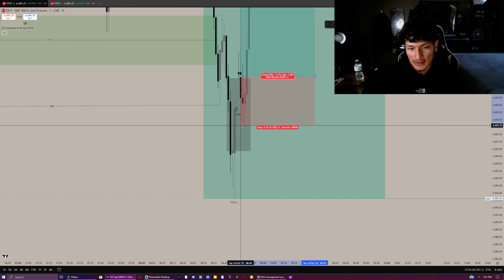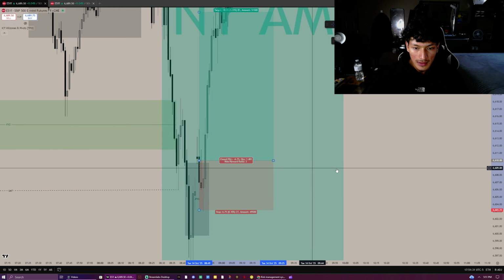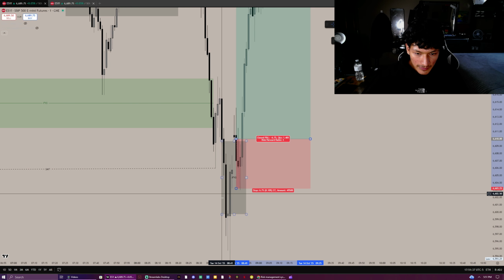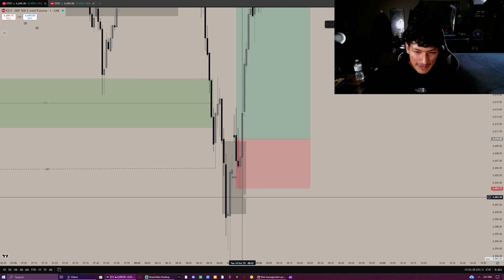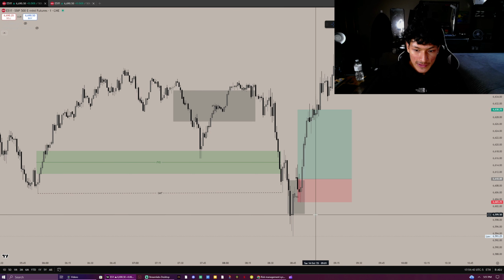I had sized down a little bit, but my drawdown was so tight on my account that I ended up just risking, let me get this out the way, I ended up just risking right here, right to this fair value gap, because I just didn't expect this gap to get mitigated. I kind of just expected price to boom straight up to the upside after this retest.